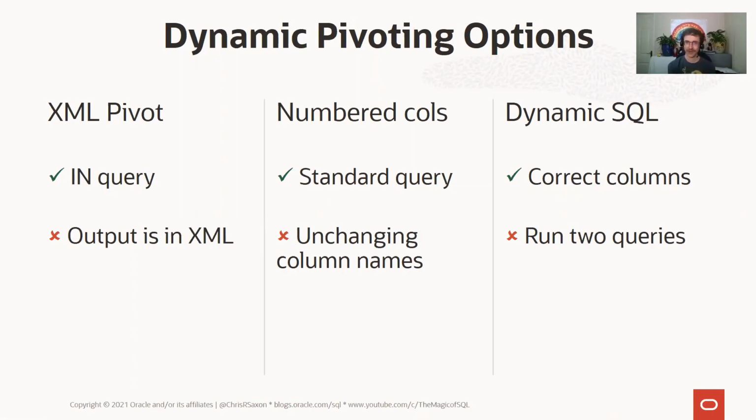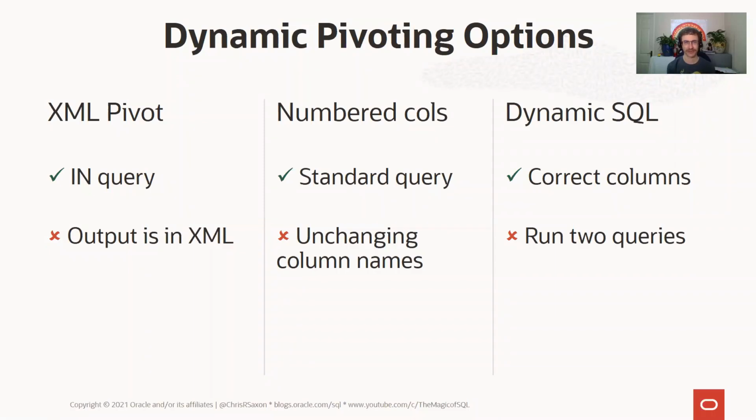We first run a query which generates a comma-separated list of what the values actually are that we want to become columns, and then we place that in the pivot clause using dynamic SQL. So the good thing about this is we get the columns that we want. Well, I say the columns we want because we have got that first query to generate the comma-separated list. Turning those into meaningful column names can still be a bit tricky.